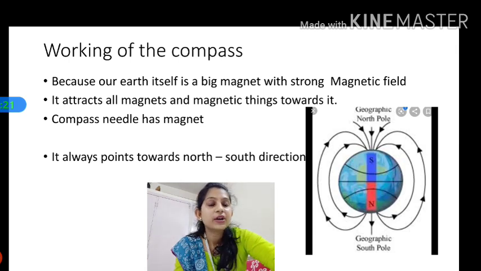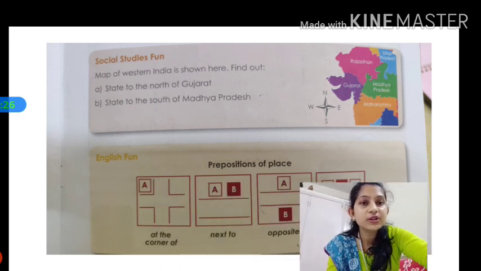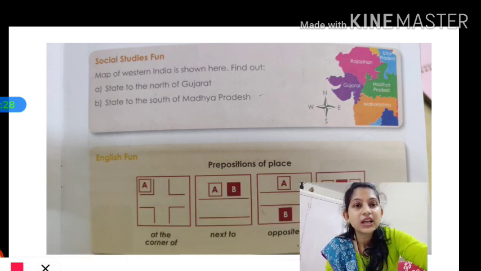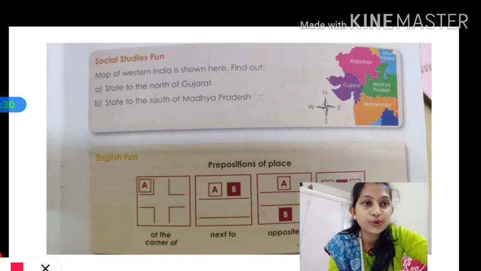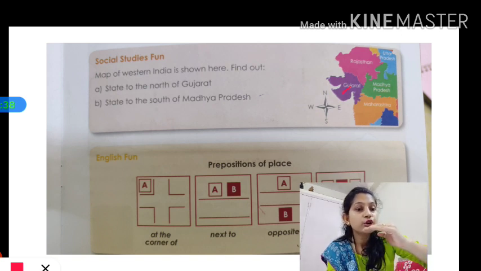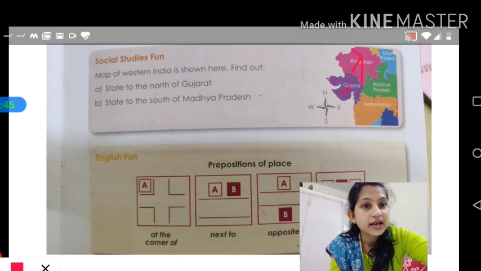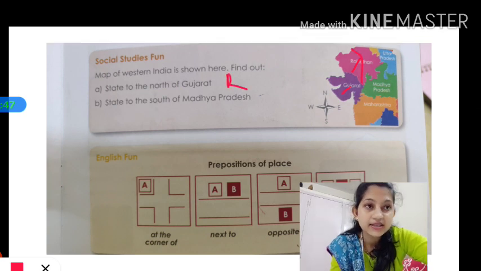Now let us move ahead to some of the things here in your book. See here, map of Western India is shown here. Now find out the state north of Gujarat. This is Gujarat here, and north of Gujarat. North means moving upward. So which state is just above Gujarat? That is Rajasthan. So here the answer will be Rajasthan.